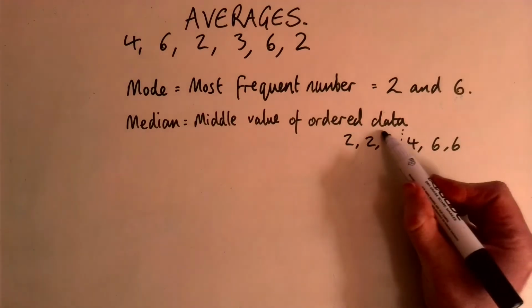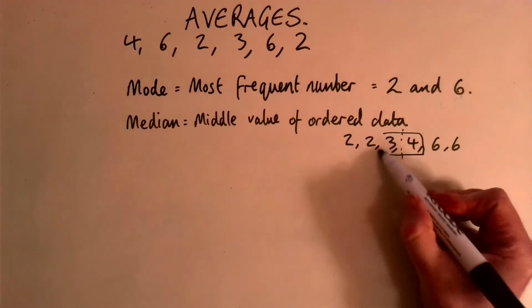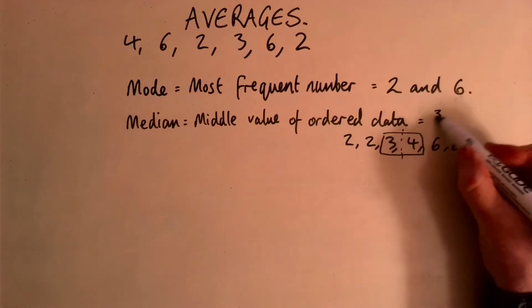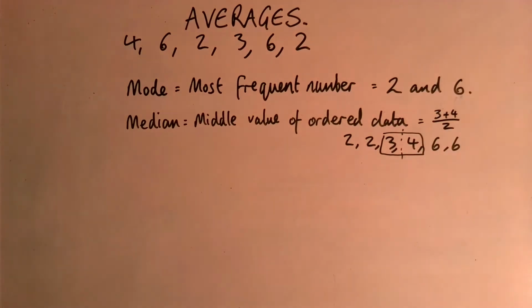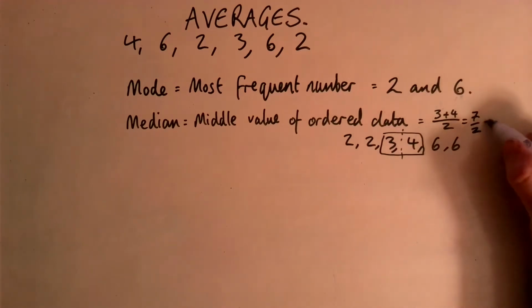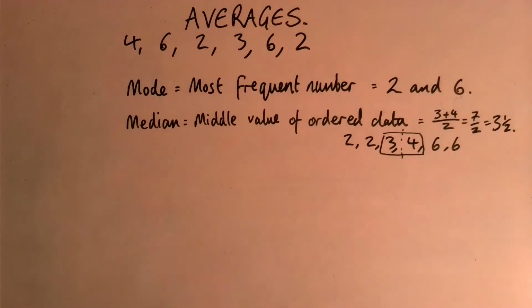So in that case, what you've got to do is go halfway between those two. One way you can do that is just to add the 2 values together and halve what you get. So 3 plus 4 is 7, divided by 2 is 3.5, or 3.5. Either one is fine.